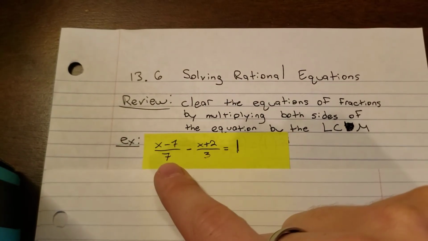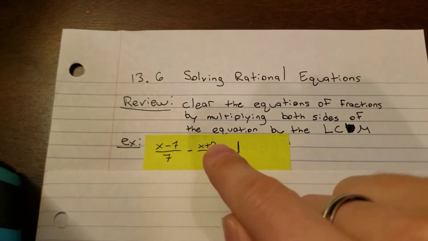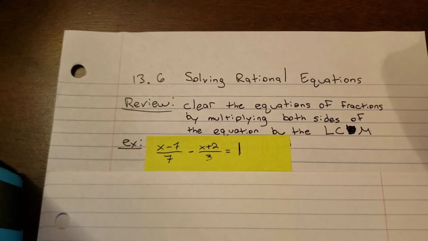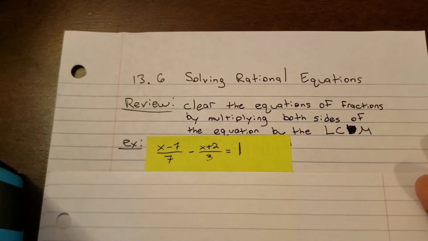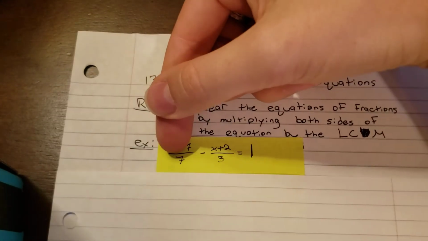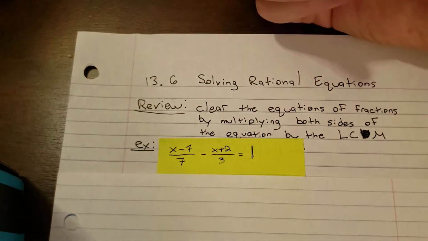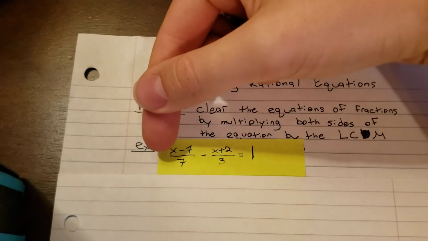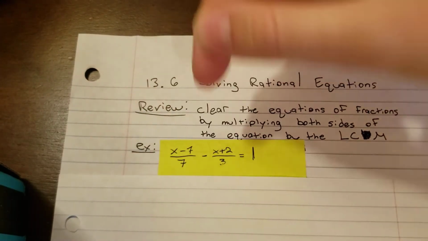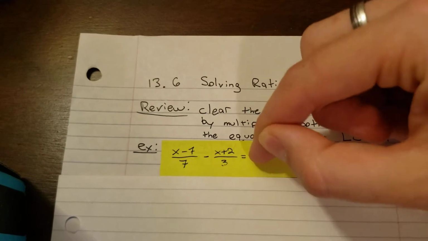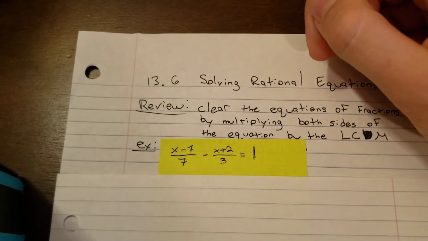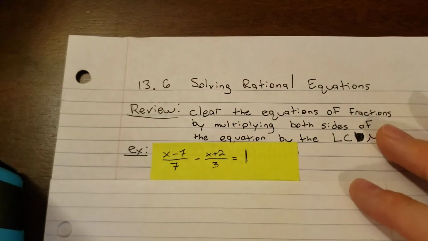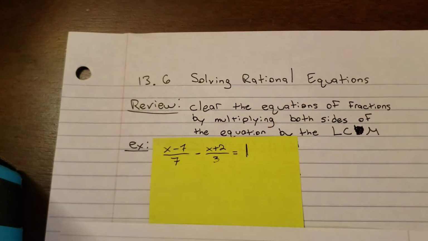x minus 7 over 7 minus x plus 2 over 3 equals 1. Well, in this case, what is our least common multiple? As far as the denominator, it's 21. So I'm going to multiply each fraction and the other side of the equation by 21. When I do that, I'll be able to cancel out parts of my denominator, not all of it, but part of it.